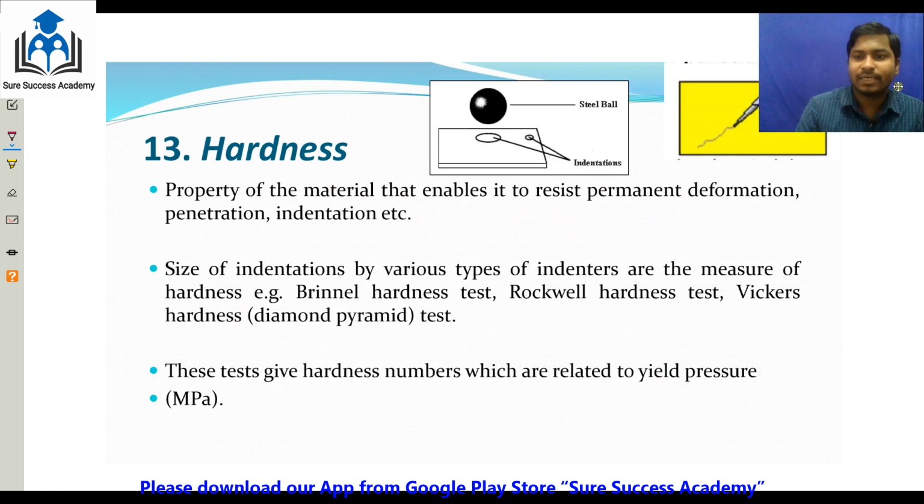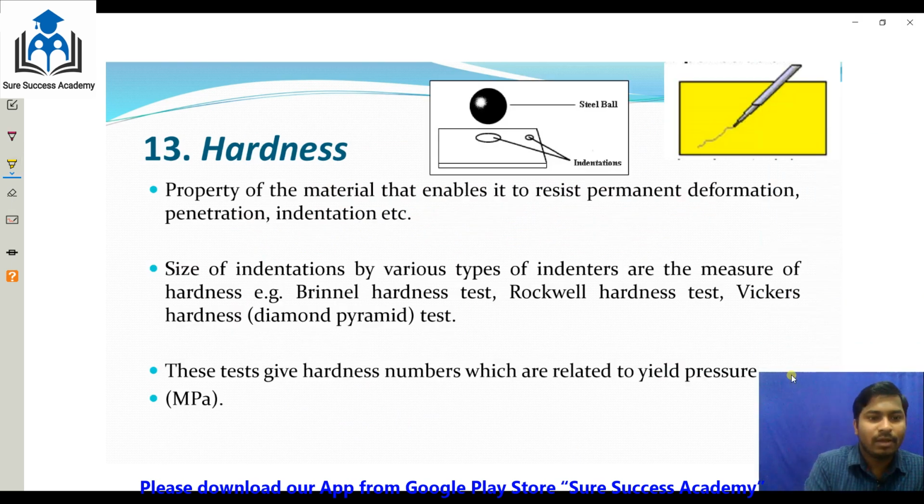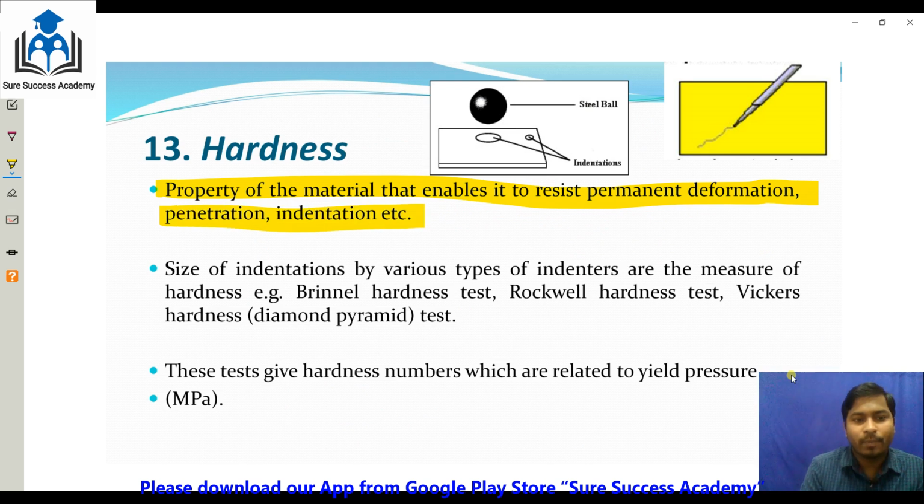So friends, what is hardness? Hardness is the property of materials to resist permanent deformation, penetration or indentation. Suppose this is a piece of metal, and if a scriber scratches it and it resists the deformation or penetration, we call this property hardness. The size of the indentation by various types of indenter is the measure of hardness. The Brinell hardness test, Rockwell hardness test, and Vickers hardness test or diamond pyramid test are used to measure the hardness.